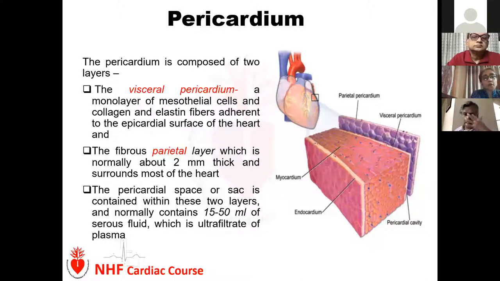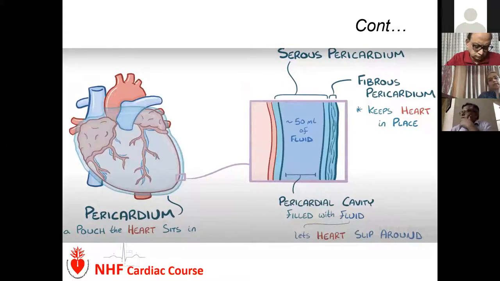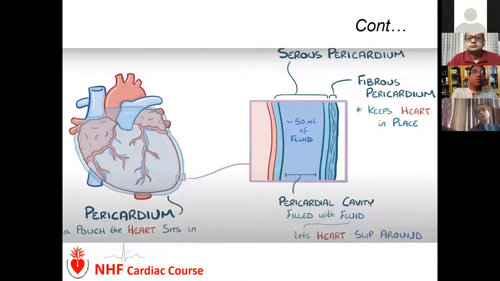Pericardium is composed of two layers. A visceral pericardium, which consists of mesothelial cells and collagen elastin fiber, closely adhering to the epicardial surface of the heart, also known as epicardium. Another one is the parietal pericardium, which is a fibrous layer and surrounds most of the heart. The space in between the two layers is known as the pericardial sac or space, which consists of about 15 to 50 ml of pericardial fluid.